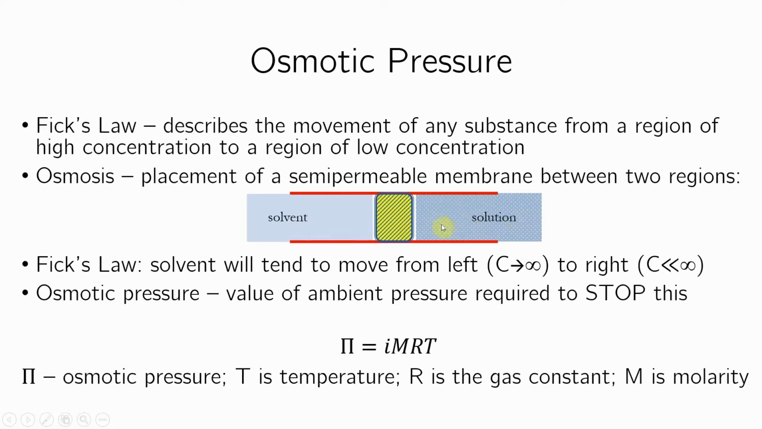And it will. The pressure I need to put on this to stop it from happening, that's known as the osmotic pressure, and is designated as capital Pi, and is equal to i, which we saw before, times the molarity, times the gas constant, times the absolute temperature. So let's see this in action.